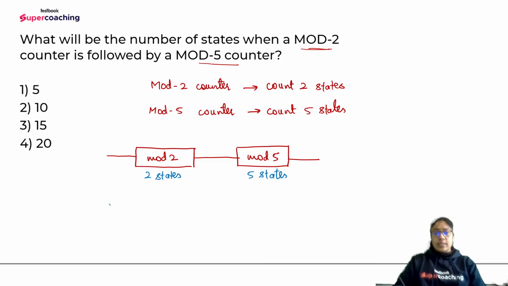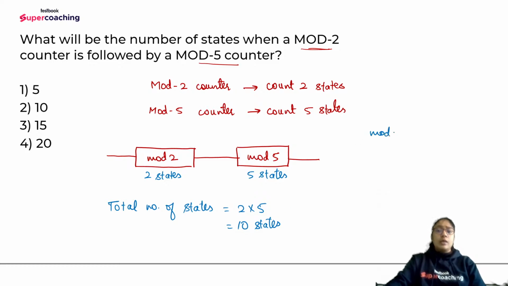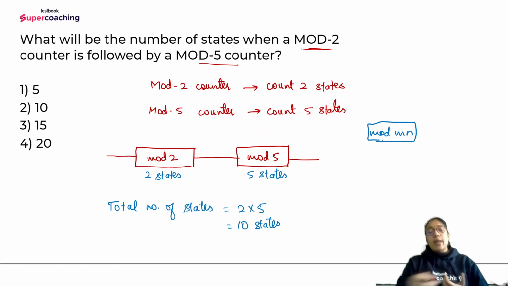So how many total states will there be? Total number of states is 2 into 5. So total 10 states will be there. We'll be designing the automata for this. So if you have mod m and mod n, then that machine is like mod m into n. Whatever mod counters are given, individually you calculate the number of states and after that we simply take the multiplication. So 2 into 5 is 10. So the correct answer for this question is option 2, 10.